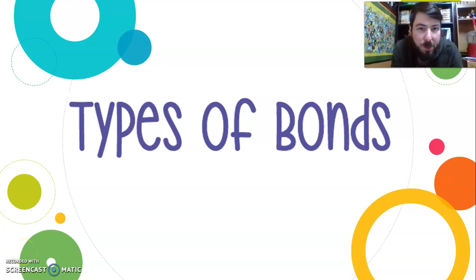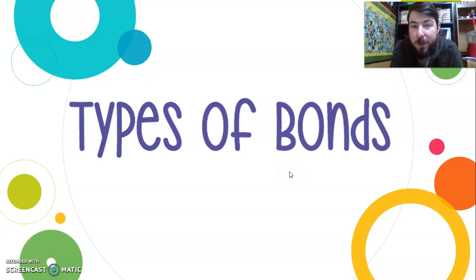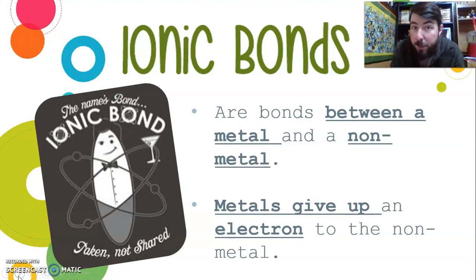So this is going to be about types of bonds. A couple of classes ago, we looked into the idea of compounds and how different elements combine to form things. We talk about how those things are actually made, what they are formed by, and we're going to look at the two bonds today. The first one is the ionic bond.